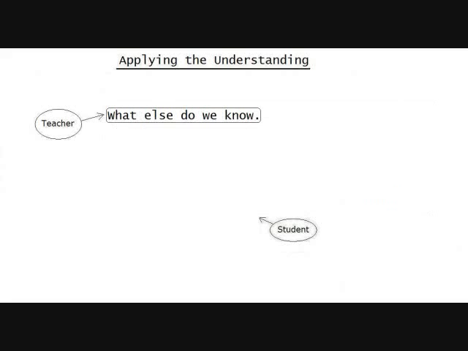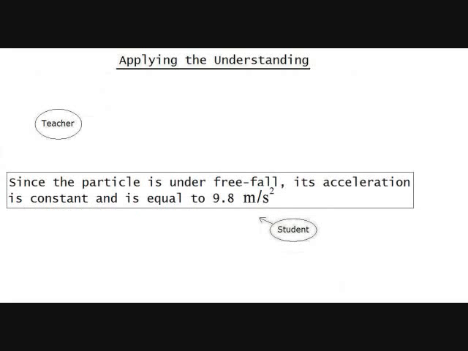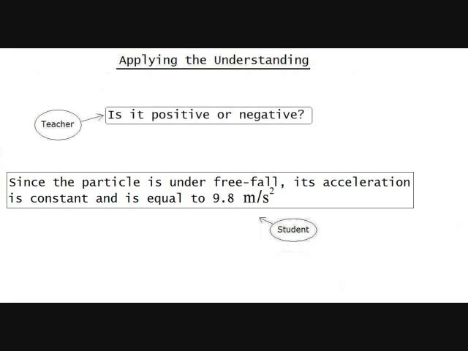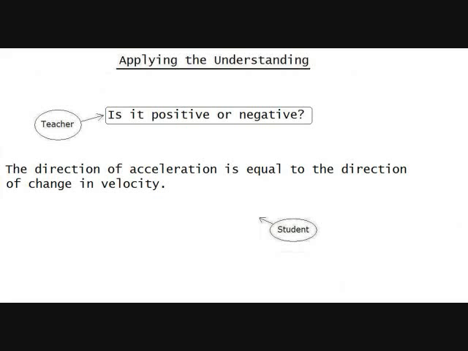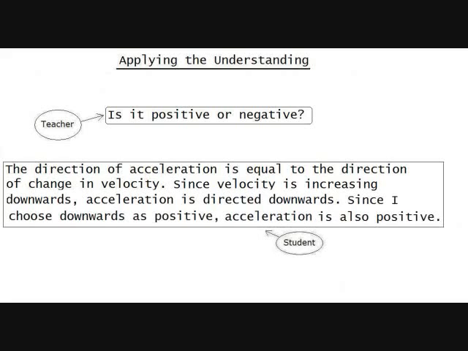What else do we know? The stone is dropped freely. Hence initial velocity is 0. Since the particle is under free fall, its acceleration is constant, and is equal to 9.8 meters per second square. Is it positive or negative? The direction of acceleration is equal to the direction of change in velocity. Since velocity is increasing downwards, acceleration is directed downwards. Since I chose downwards as positive, acceleration is also positive.